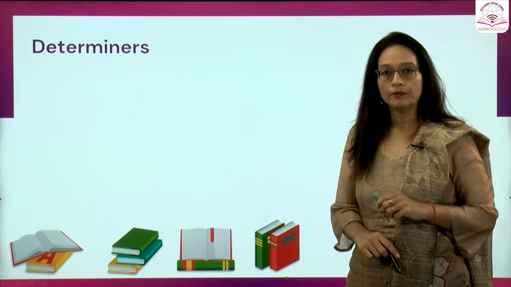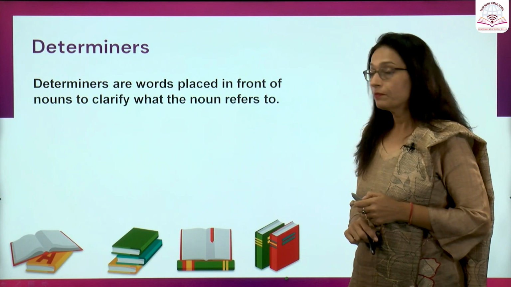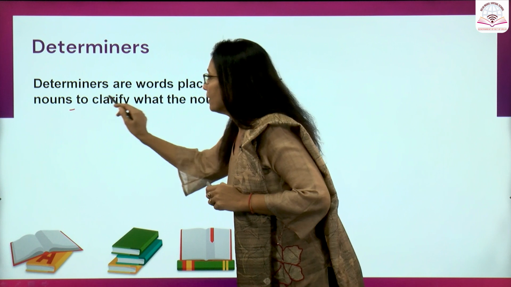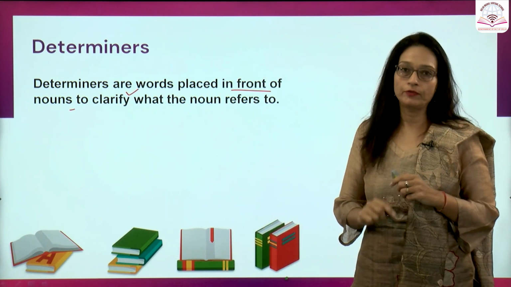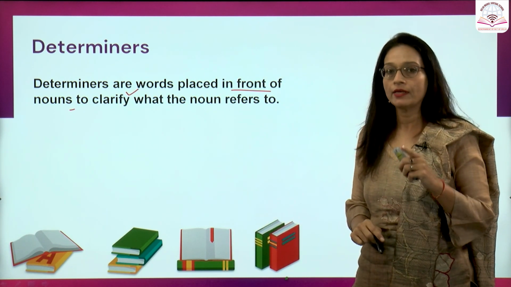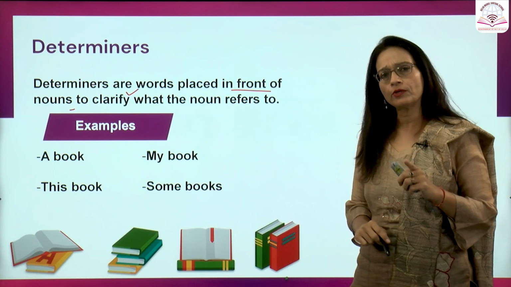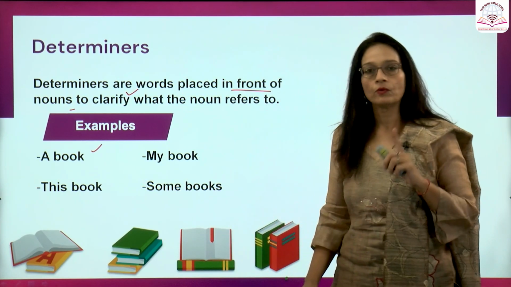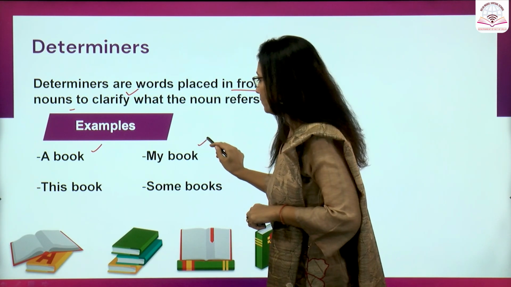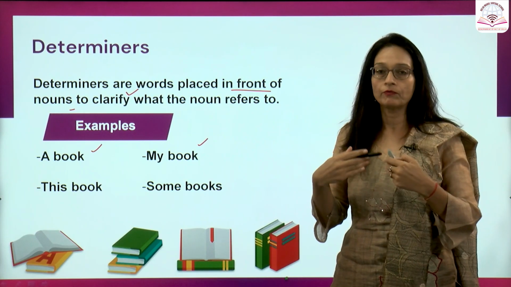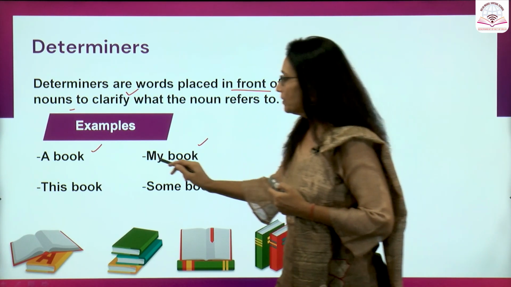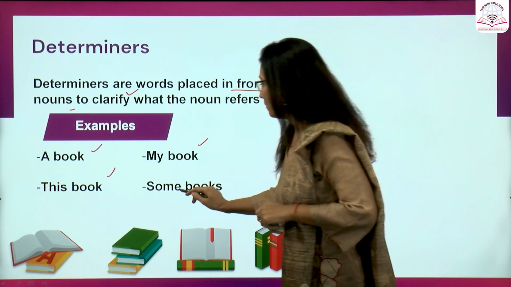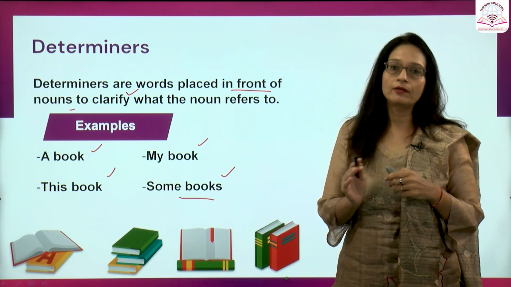So when we say determiners, what do we mean? We mean that these are the words which placed in front of nouns clarify what the noun refers to. Let us take a look at one example. This time we are going to talk only about book. So if we say a book, we mean one book. If we say my book, we mean to say this is my book. We are talking about possession. If we say this book, we are pointing to a certain book. If we say some books, here we have more than one book.